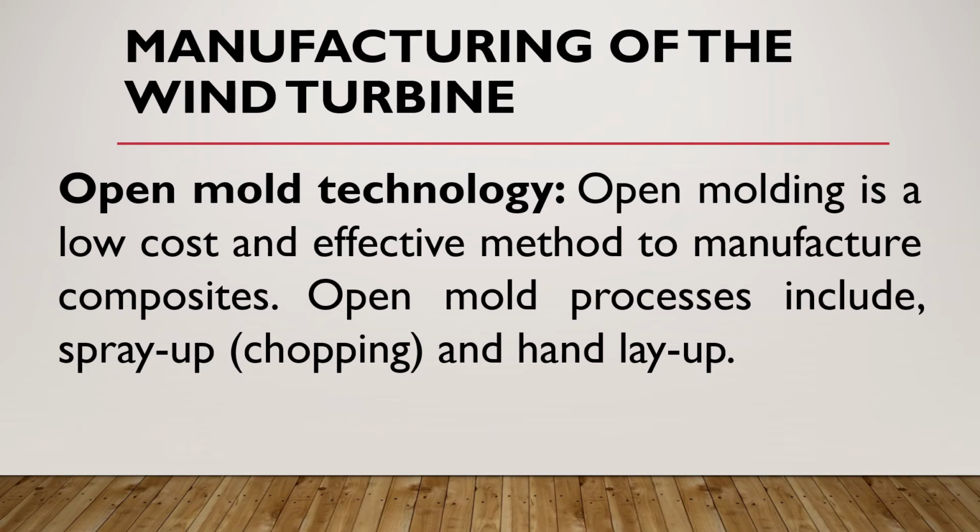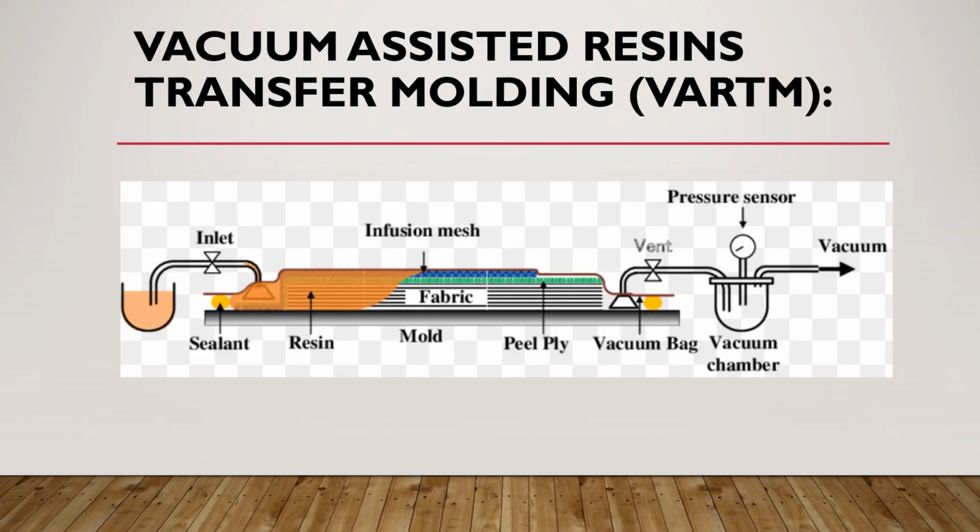Open molding is a low-cost and effective method to manufacture composites. Open mold processes include spray-up and hand lay-up. So here's a picture of vacuum-assisted resin transfer molding. You can see there's a vacuum at the end of the process that will pull the material out, and this process has the ability to create large complex parts at low cost.